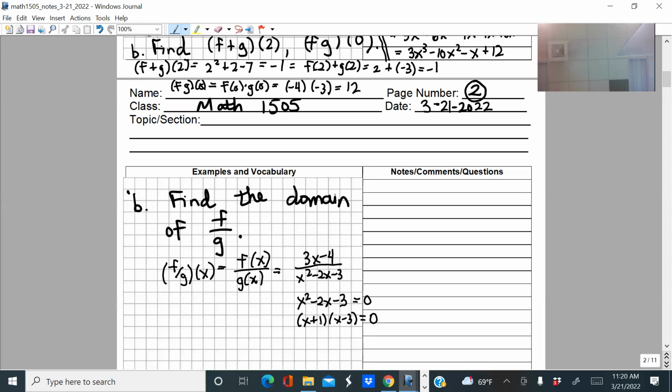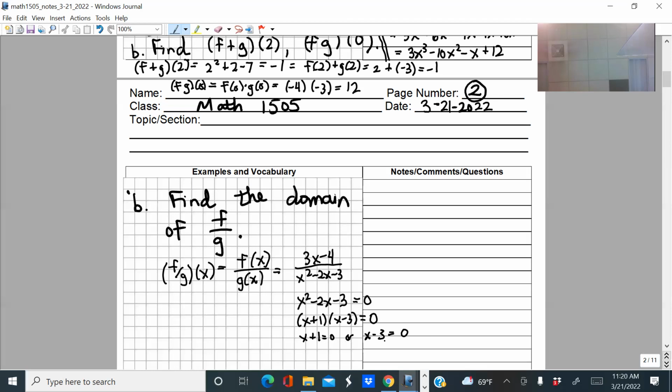If this product is equal to 0, that means that one of these two factors is 0. If x plus 1 times x minus 3 is equal to 0, that means x plus 1 equals 0 or x minus 3 equals 0. That's the key logical step here. If you have a product that equals 0, one of the factors has to be 0. You know this from very early in your grade school arithmetic: if you multiply two numbers together to get 0, the only way that happens is if one of the two numbers is 0. So you know x plus 1 is 0 or x minus 3 is 0.